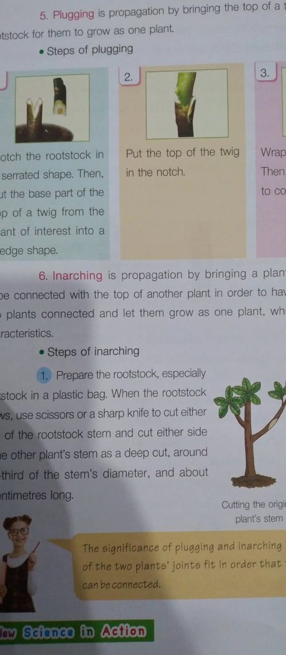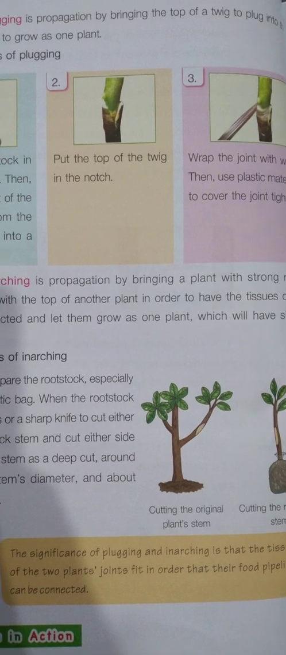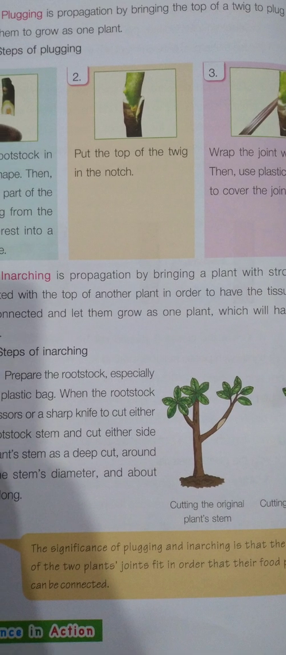The significance of plugging and inarching is that the tissues of the two plants' joints fit so that their food pipelines can be connected. That's the significance of plugging and inarching.